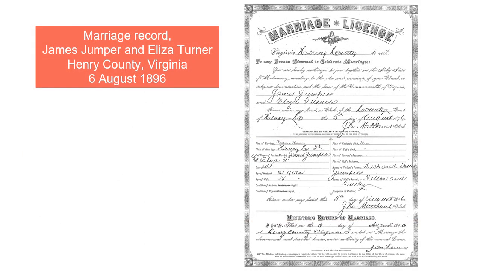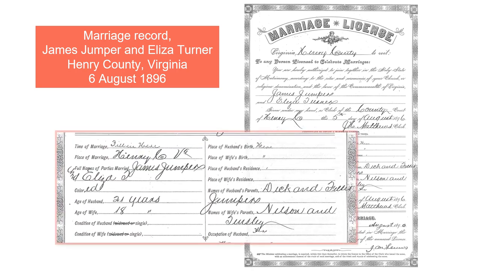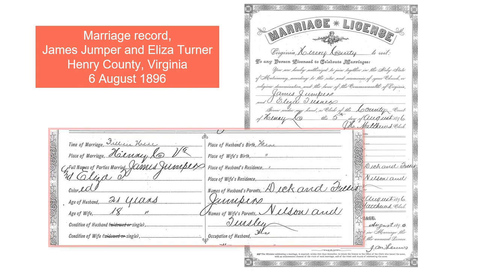Next, I located the marriage record for James Jumper and Eliza Turner in Henry County, Virginia on the 6th of August, 1896. The record notes that at the time of their marriage, James was 21 years old and Eliza was 18. Both husband and wife were born in Henry County. And James' parents were Dick and Phyllis Jumper, while Eliza's parents were named Nelson and Tinsley.